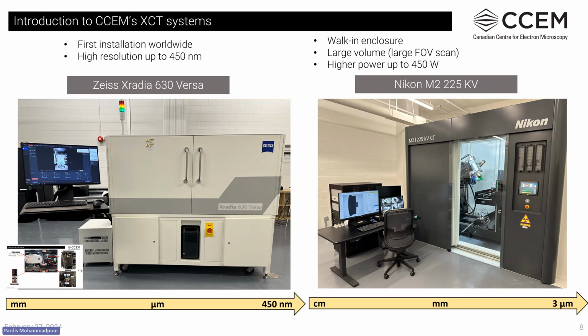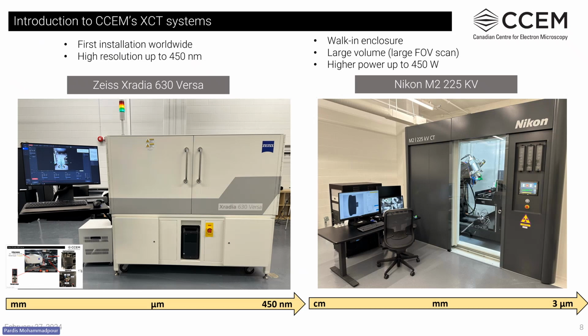Now it's time to introduce our new XCT systems here at the CCEM. The first one is the Zeiss X-Radia 630 Versa. This is the first installation of its kind worldwide. The highest spatial resolution is 450 nanometers, which is great for 3D imaging.